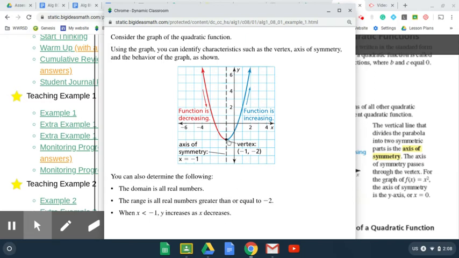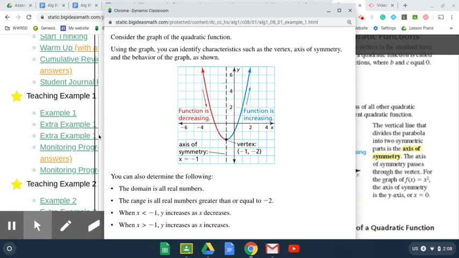Now let's talk about the right side of the parabola. So we're going to go from the vertex to the right. Now since I'm going to the right, my x is increasing. This is x is greater than -1. And my mouse is also going up, so the y is also increasing. So when x is greater than -1, the y increases as the x increases.